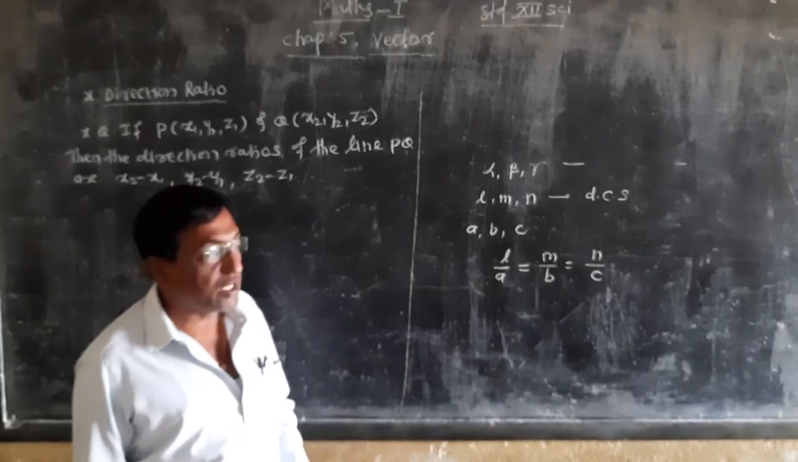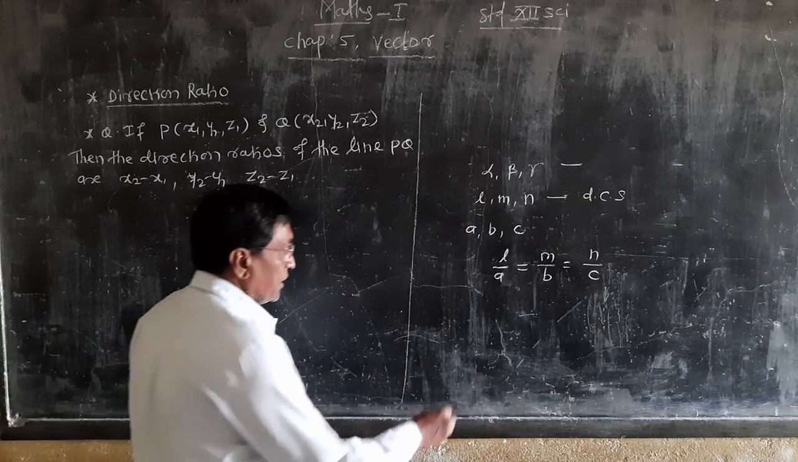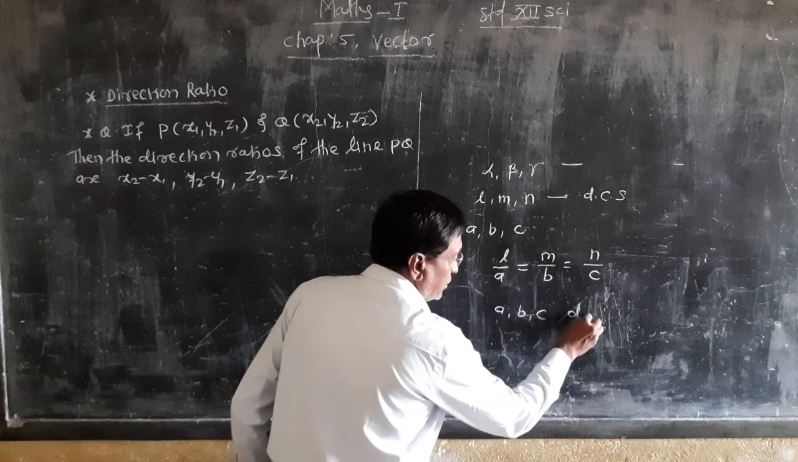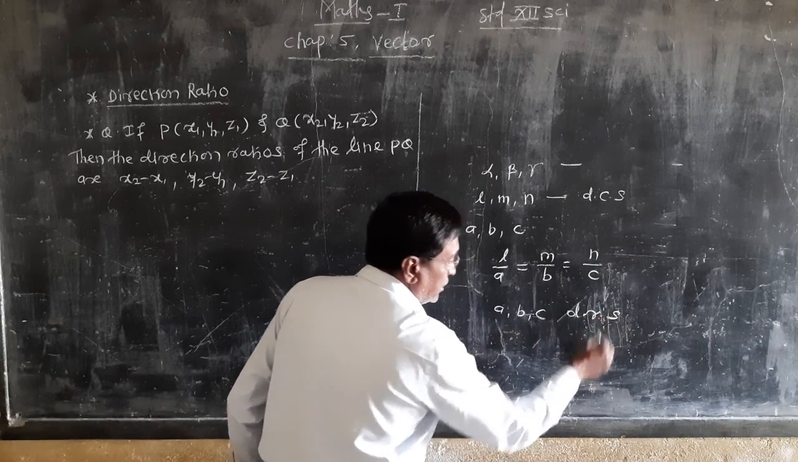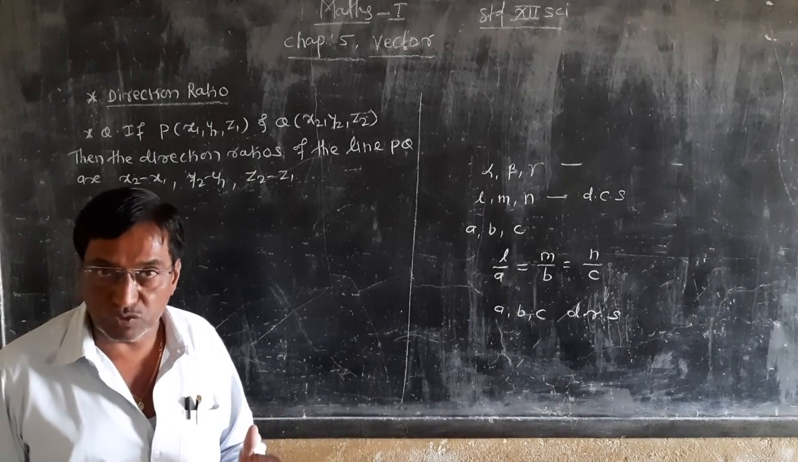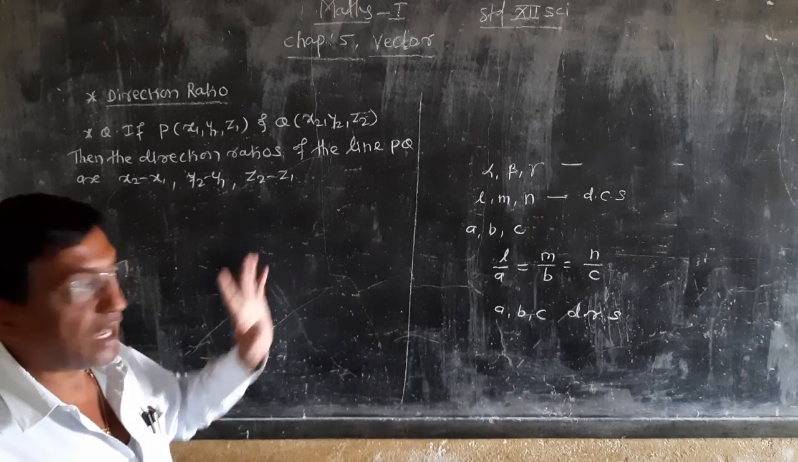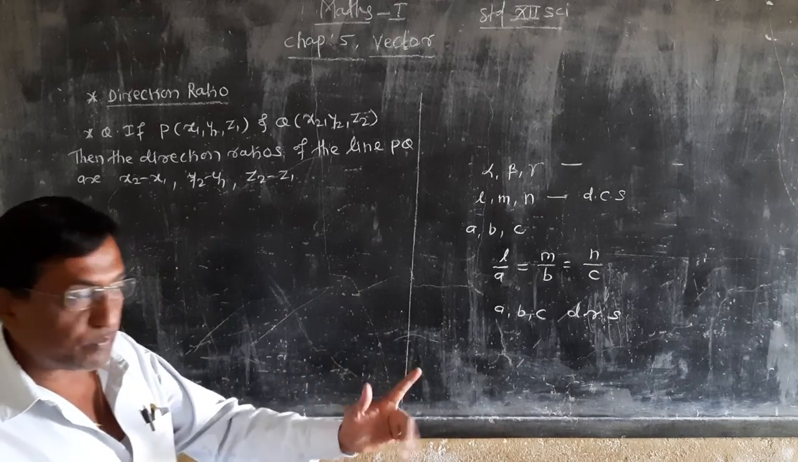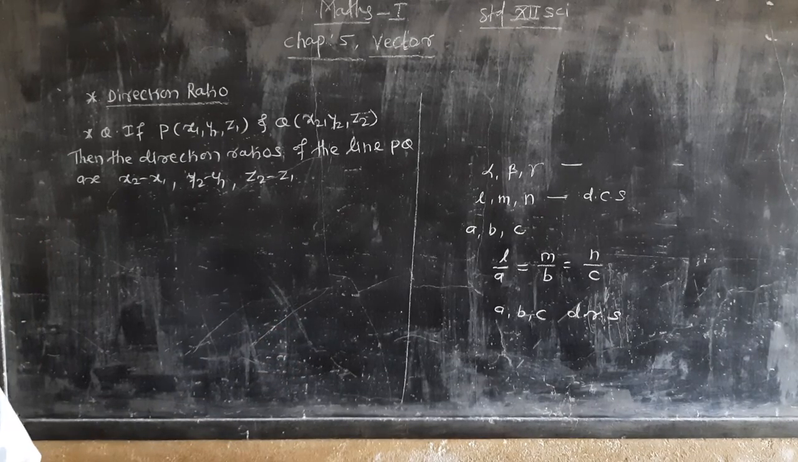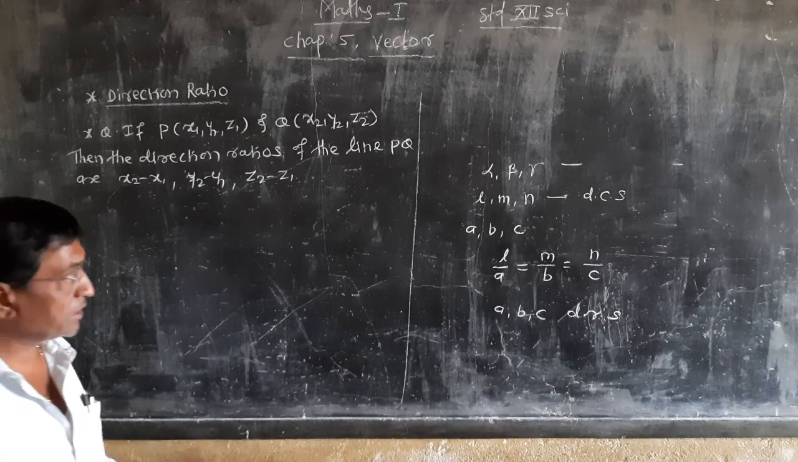And if they are directly proportional to the direction cosines, then the numbers a, b, c are called direction ratios. It is denoted by DRs. Whenever these numbers are proportional to the direction cosines, we say that a, b, c are the direction ratios of the corresponding line. Okay, understood what is meant by the direction ratio?